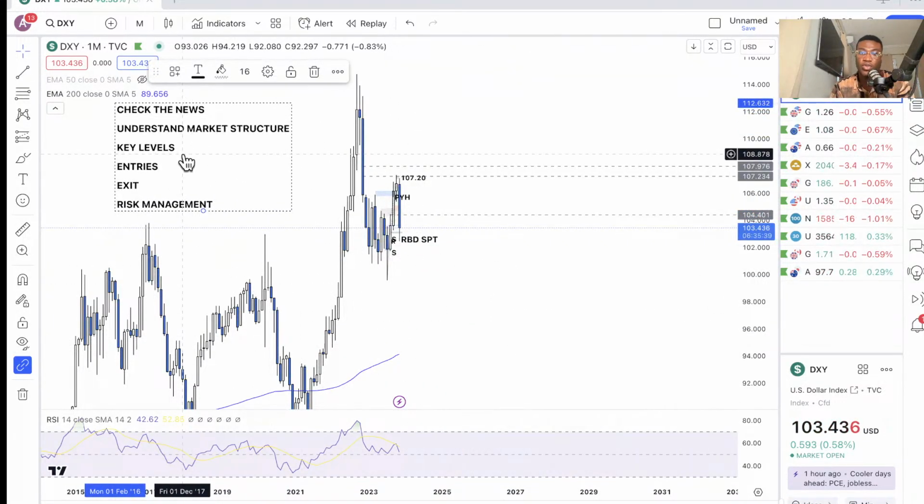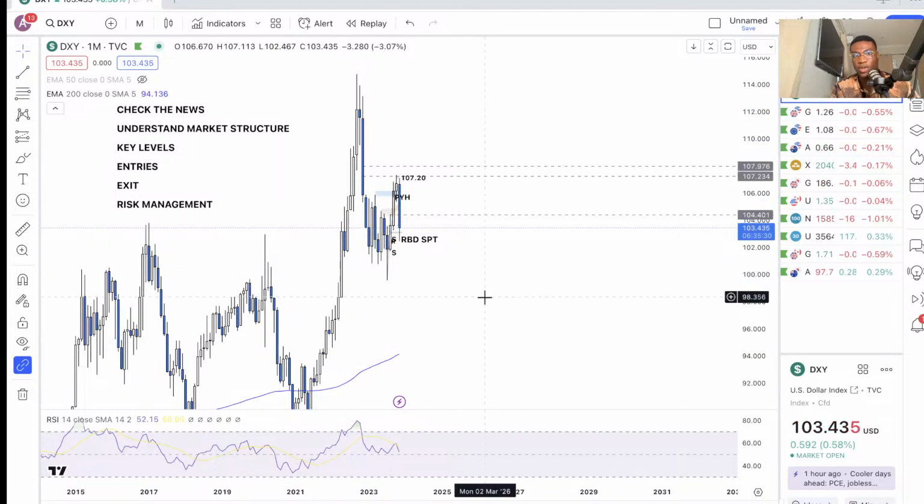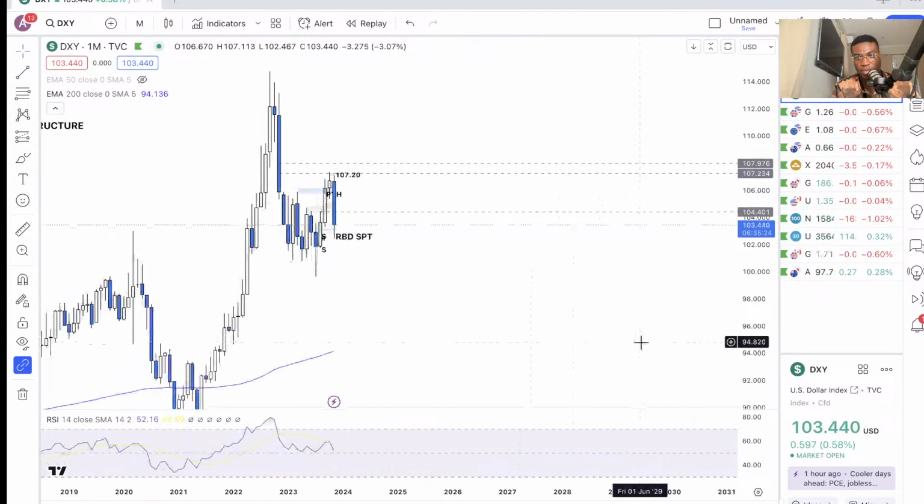Regardless of your level of trading experience or your trading style, if you're a day trader, scalper, or swing trader, the monthly time frame is very important, right? So let me show you why it's very important. If I zoom in, this is the dollar index.